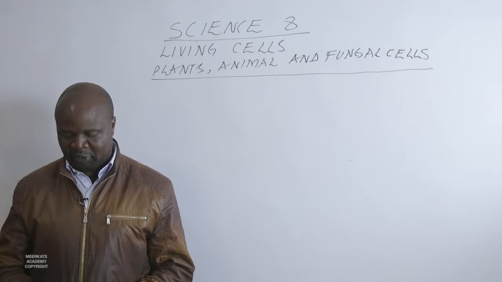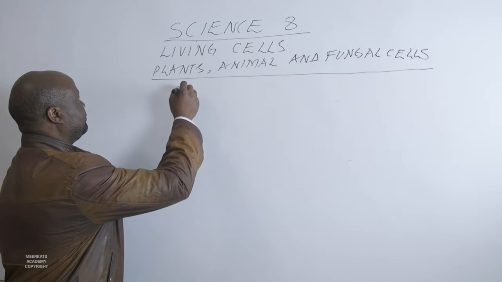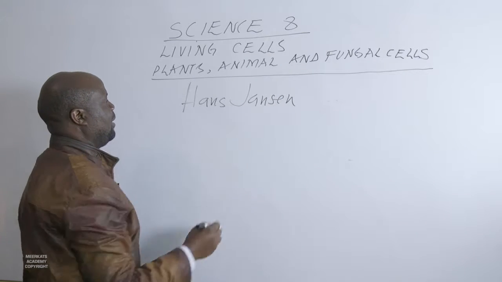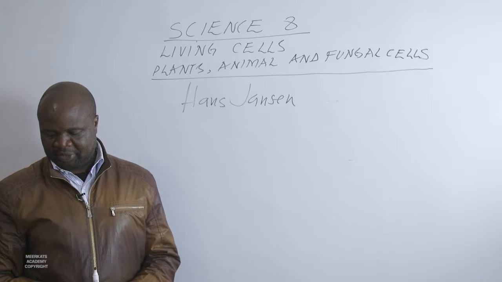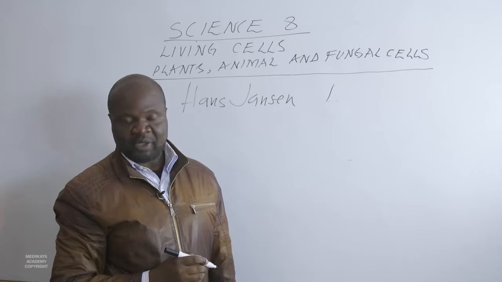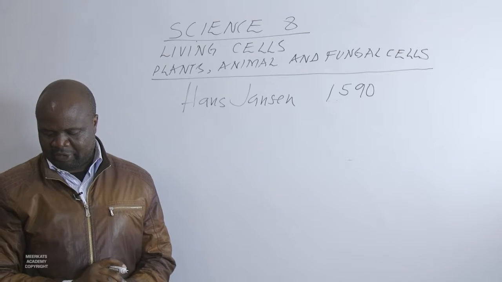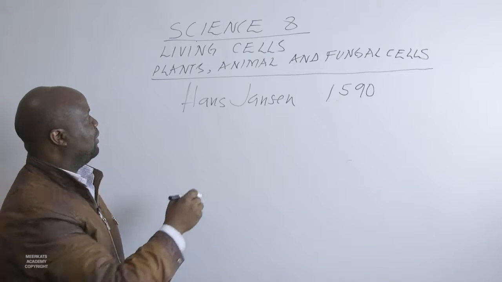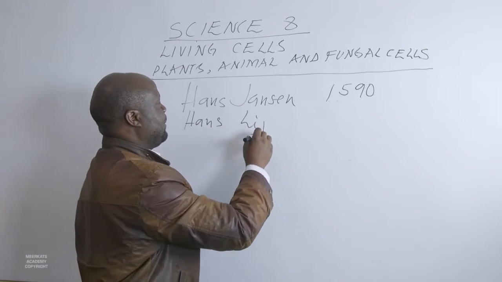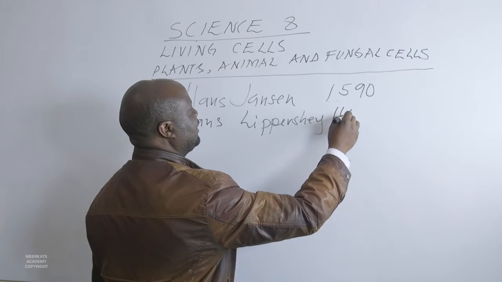The microscope was invented separately by a German called Hans Janssen. This scientist, Hans Janssen, we are told, around the year 1590, a long time ago, together with another scientist called Hans Lippershey, and that was also around the year 1609.